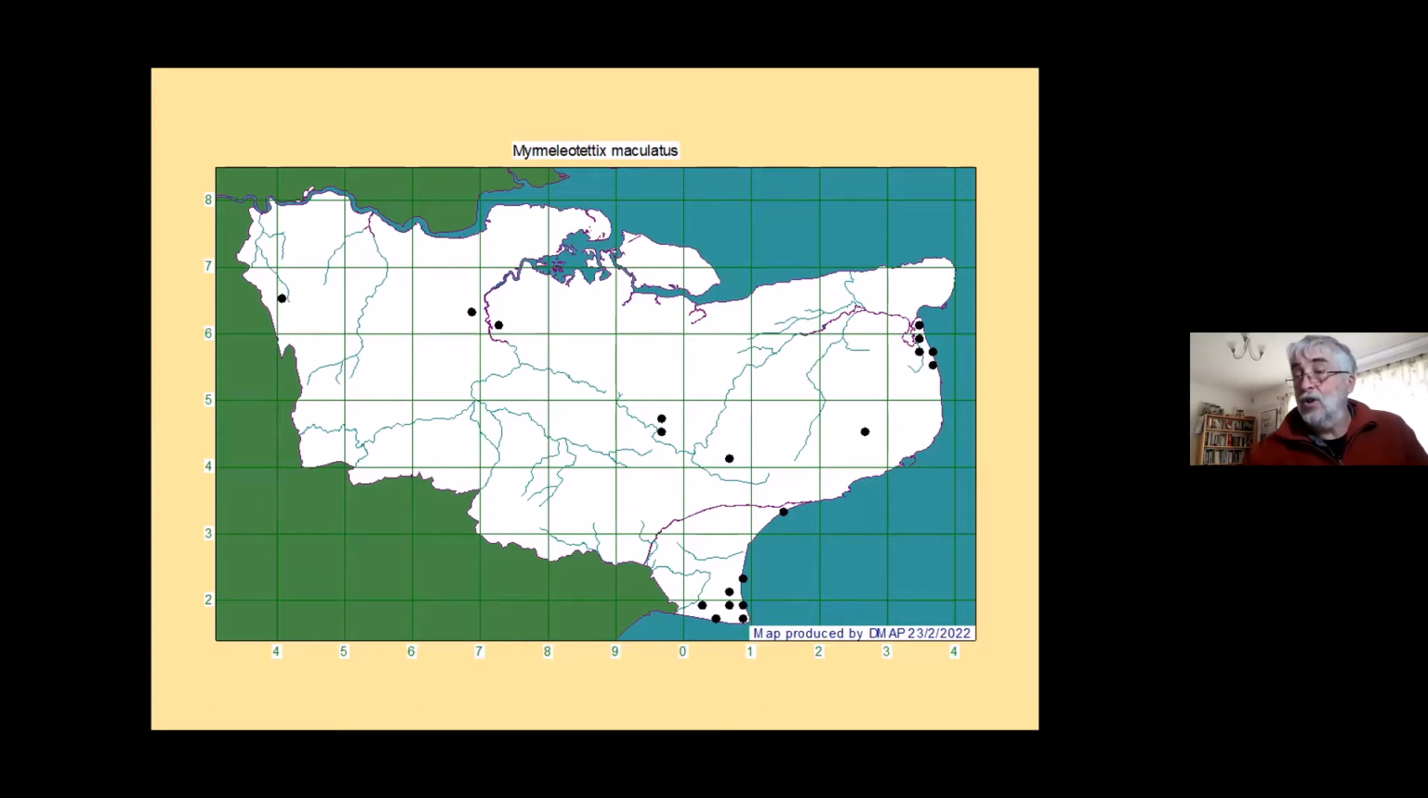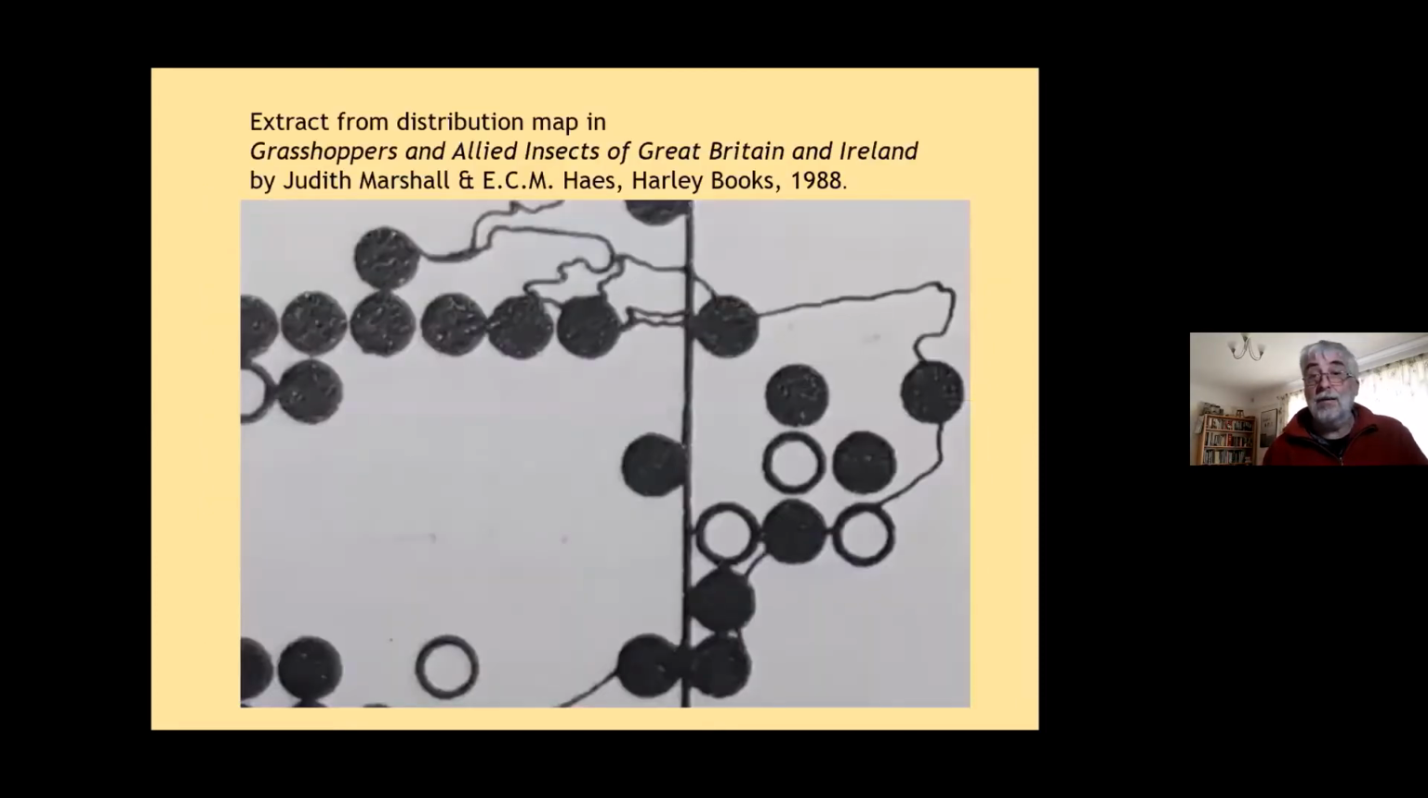I went back to look at some other old maps. Marshall and Haes, that people may know, for many years the definitive book on the Orthoptera in Britain, has distribution maps in it, and actually these don't quite match up with the data I've got. I've blown up a little bit of their map for mottled grasshopper, and what you can see is a lot of dots. The closed dots are 1961 onwards, the open dots are pre-1961, and it doesn't quite match up.